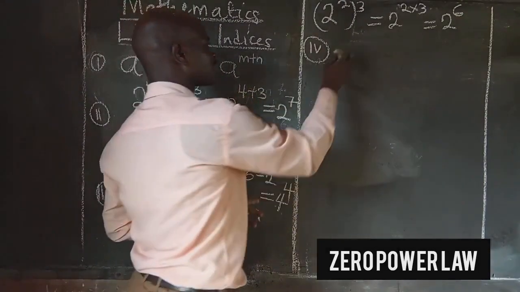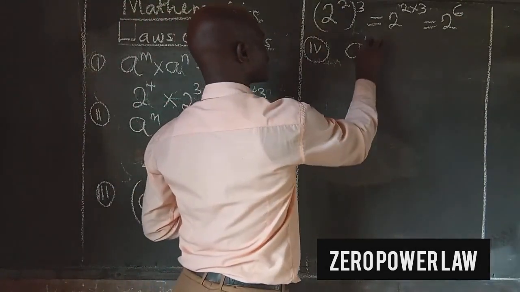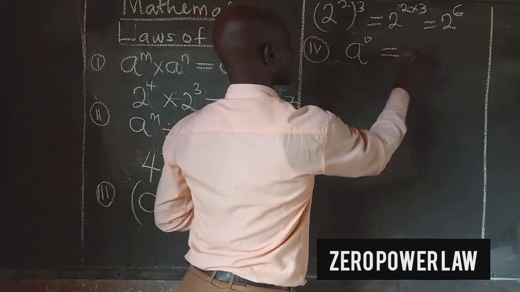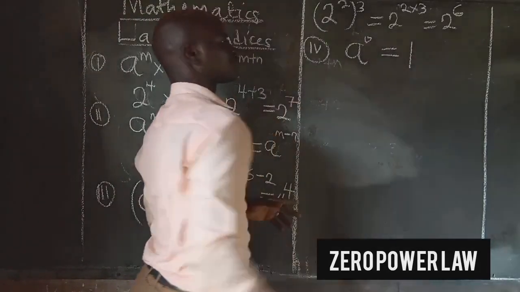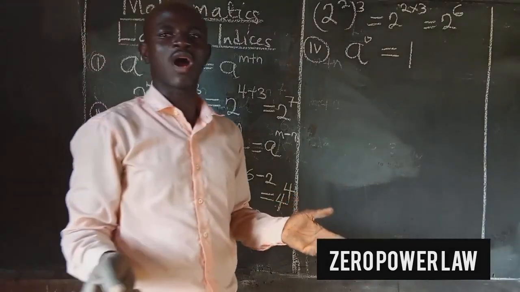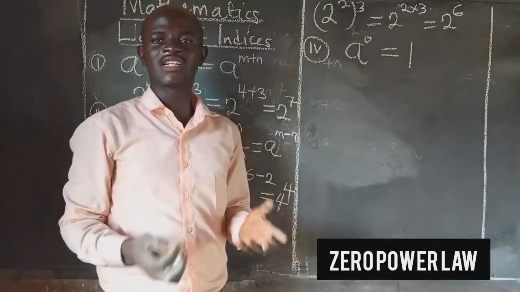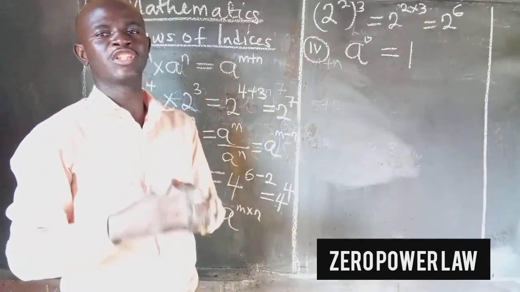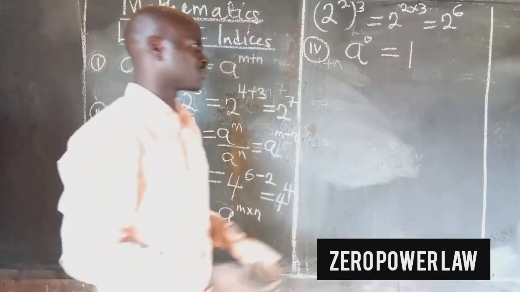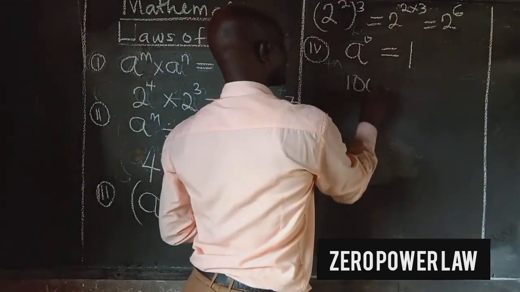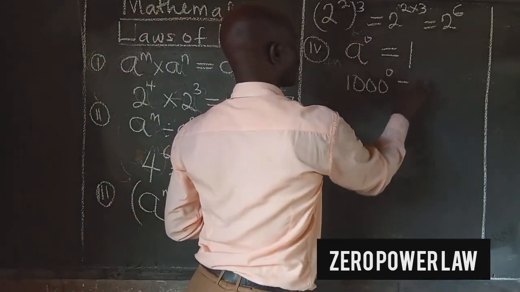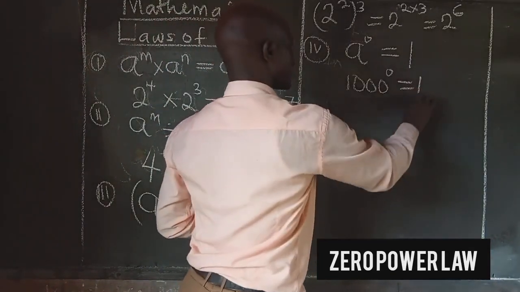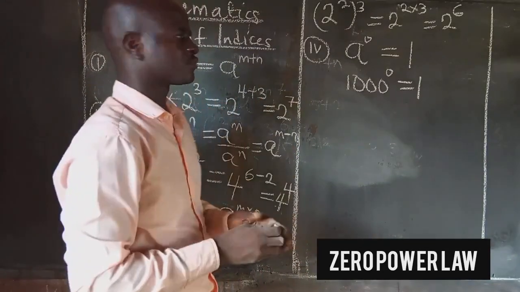Another law is the zero power law. It states that if we have a raised to power 0, the answer is 1. That is the reason why we agree that any number raised to the power of 0 equals 1. When we have 1000 raised to the power of 0, the answer is 1.